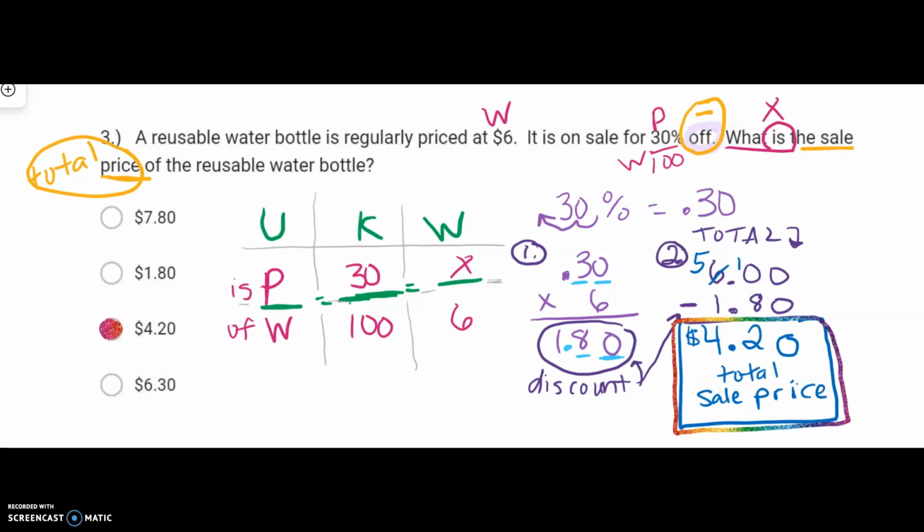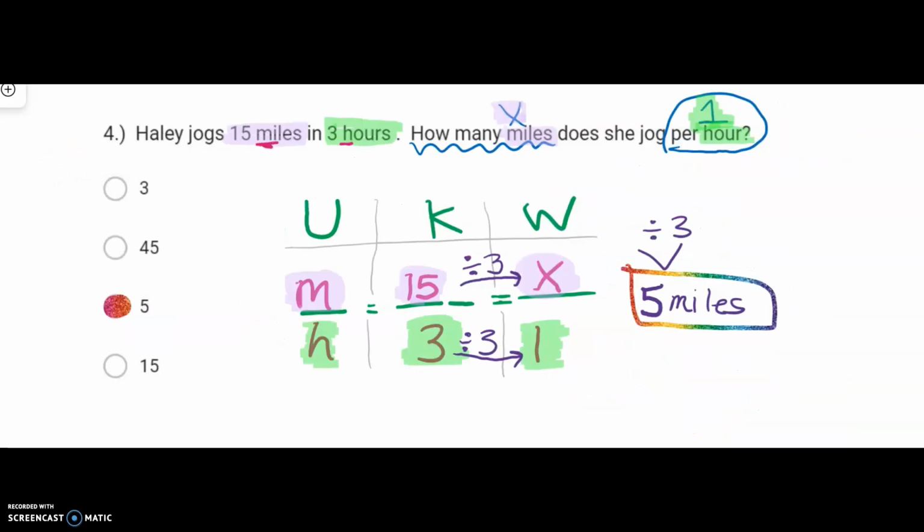Let's take a look at number 4. Okay, on number 4, it says Haley jogs 15 miles in 3 hours. And then it asks, how many miles does she jog per hour? So for the per hour, I put a 1 above it to also help you realize that's per 1. We're finding per 1, which in reality is mostly just division of the 15 divided by 3. But the chart is very helpful as well.